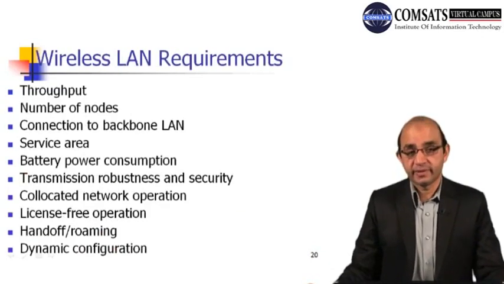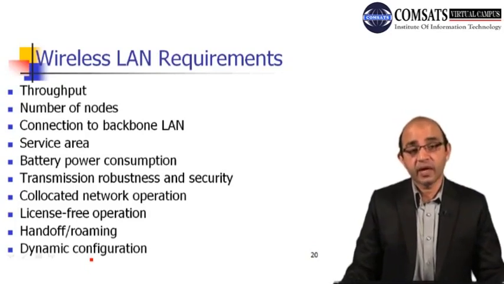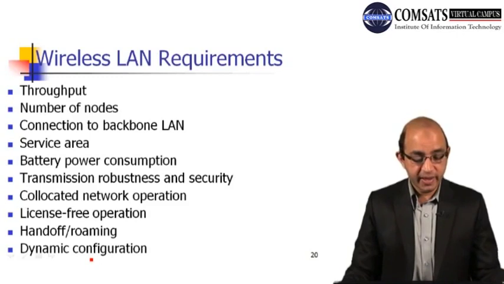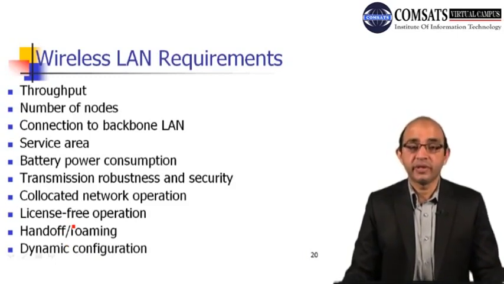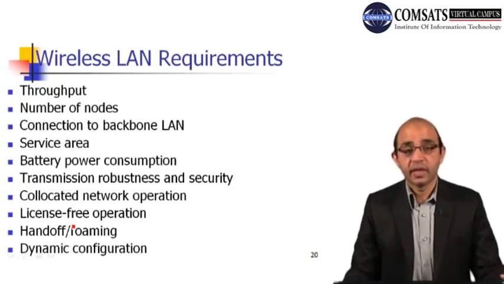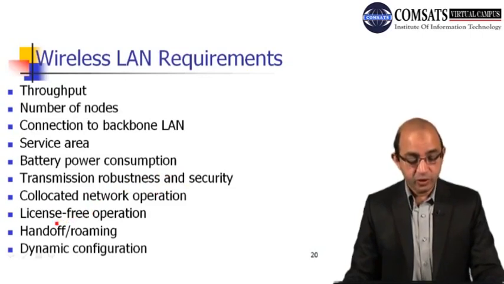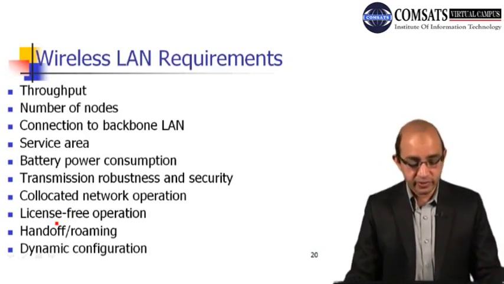So here are some of the requirements for the wireless LAN network or infrastructure: throughput, number of nodes, connection to the backbone LAN. This is the termination or the connectivity with the backbone LAN or high-speed LAN, and then the service area. That is also one of the key requirements when we talk about the wireless LAN. Battery power consumption, right? So we should have efficient routing algorithms and access technology mechanisms so that the battery usage is kept low. Transmission robustness and security, and then network cooperation, license-free operation. So we don't want to pay for the frequency allocation, or get involved in the regulations. So there should be some license-free operation regarding the wireless LANs.